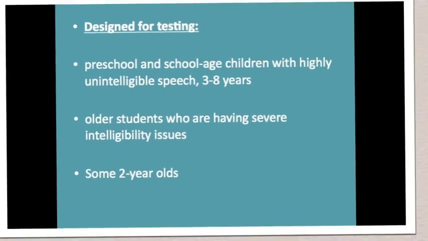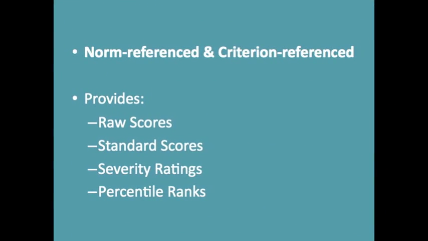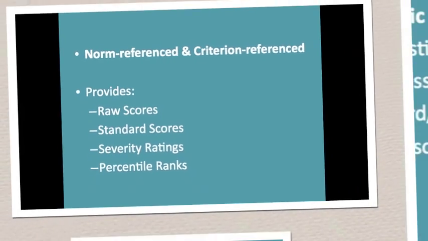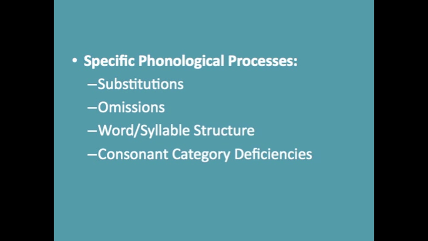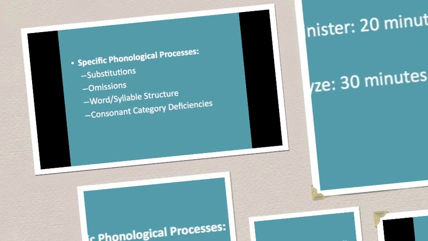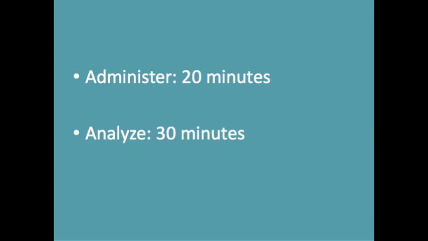the case. The HAAP 3 is an objective, standardized dynamic assessment that is both norm and criterion referenced. It provides raw scores, standard scores, severity ratings, and percentile ranks to compare client performance. You can specify which specific phonological processes the child uses in their speech. These include substitutions, omissions, word or syllable structure, and consonant category deficiencies. The test should take approximately 20 minutes to administer and 30 minutes to analyze.